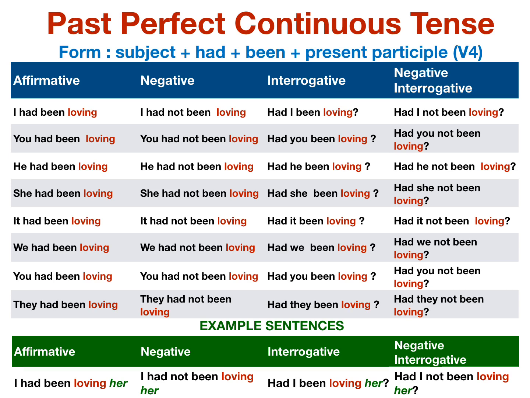Example sentences. I had been loving her. I had not been loving her. Had I been loving her? Had I not been loving her?